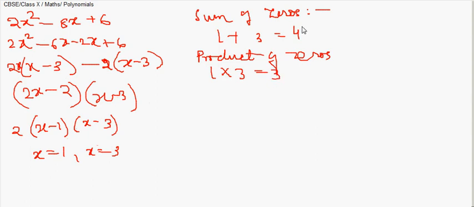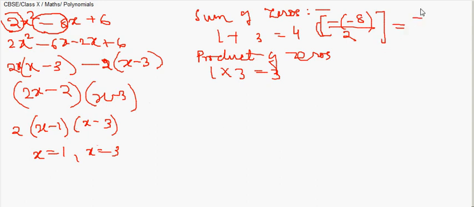Now how do we get this 4? If you look at this question, it is minus of minus 8 by 2. So this is given by minus b by a. In this case, because b was minus, we put it again as minus of minus 8. On the other hand, this is 6 by 2, which is c by a. Sorry, this is not 2, I'll replace it with a here.